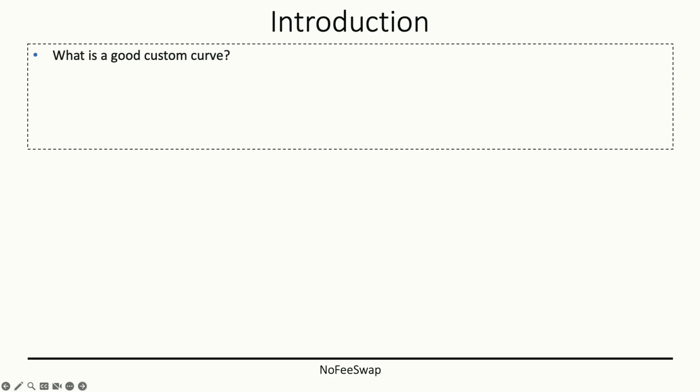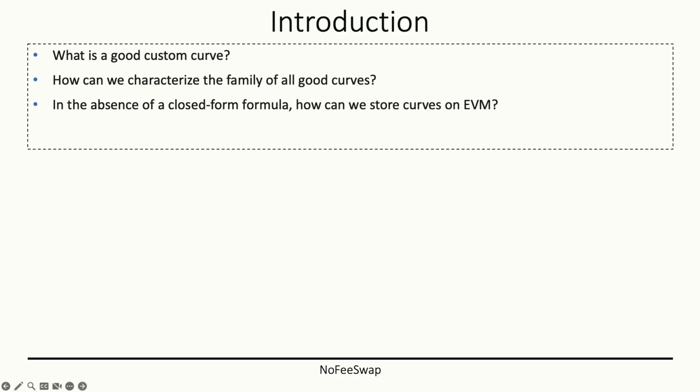We are first going to define what a good curve is. What is special about the algebraic equations in Uniswap, curve.phi, and Balancer that makes them profitable? Then we are going to characterize the family of all good curves. We will see that the majority of these custom curves do not have a clean mathematical formulation, like x, y equal to k. They may not even have a closed form.